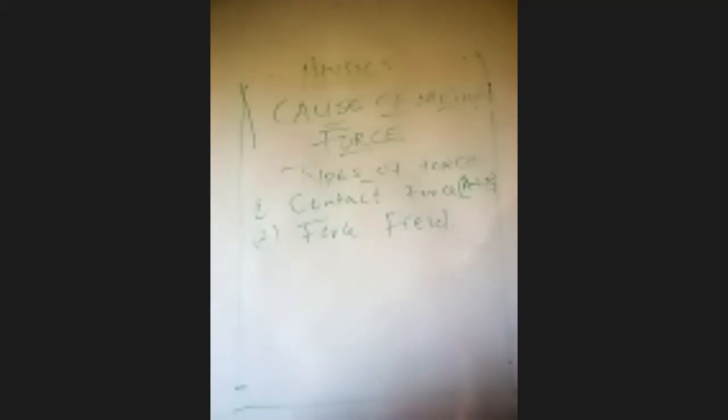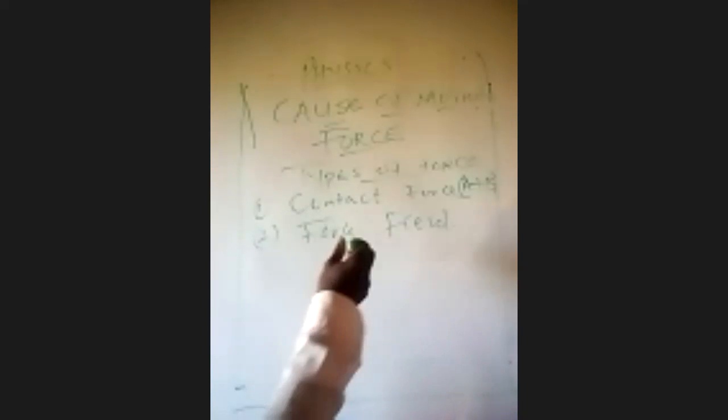So gravitational force, electrical force, and magnetic force are typical examples of force field. So what is gravitational force? Gravitational force is the force with which the earth attracts objects toward its center. When the earth attracts objects toward its center, we refer to it as gravitational force. That is best described by the law of gravity.